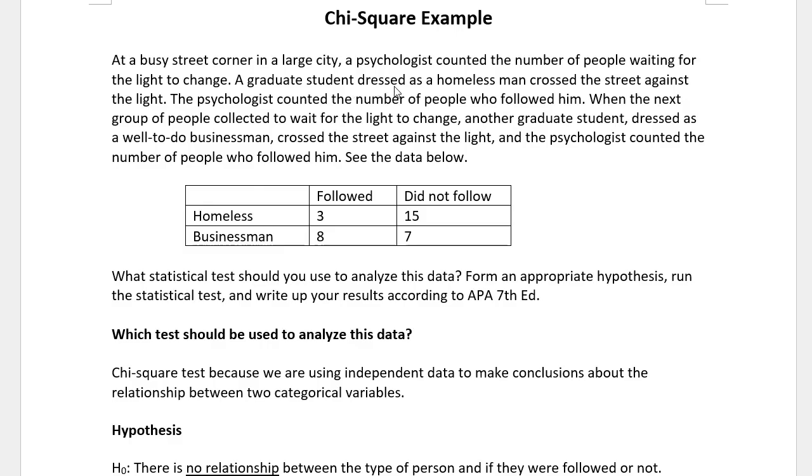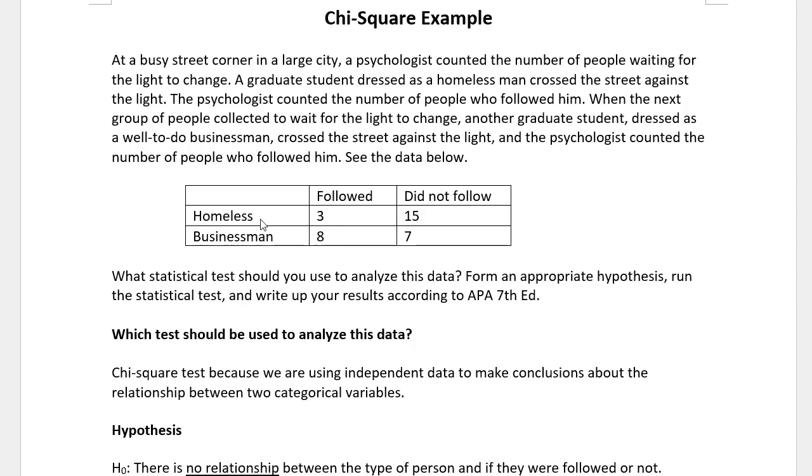A graduate student dressed as a homeless man crossed the street against the light, and the psychologist counted the number of people who followed him. When the next group of people collected to wait for the light to change, another graduate student dressed as a well-to-do businessman crossed the street against the light, and the psychologist counted the number of people who followed him. So see the data below.